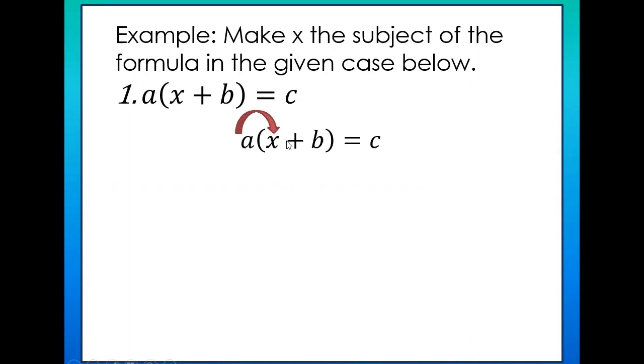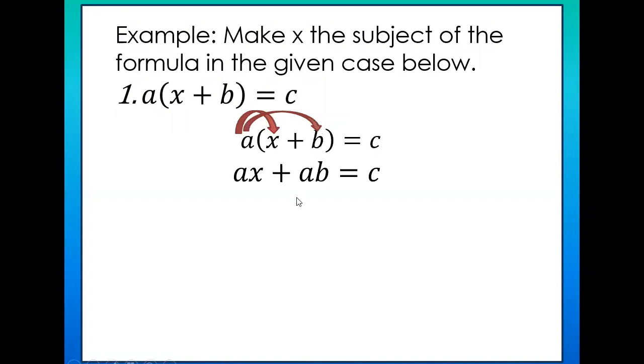Now, a multiplied to x, because the bracket means multiplication, so we have to multiply a to x, likewise a to b. Now, doing that, we have this solution. As part of the solution, ax plus ab equals c. Again, the reason why we have this ax plus ab equal to c is simply because we multiply a in each variable found inside the parenthesis.